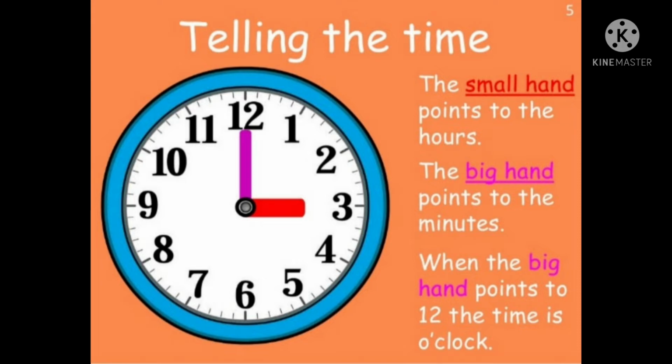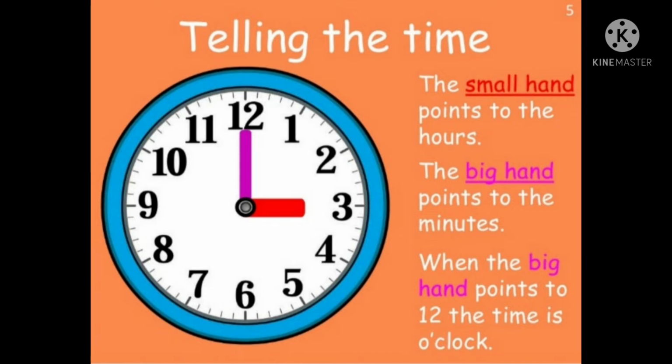The small hand points to the hours. The small hand which you are able to see in the red color in this picture denotes hours. The big hand points to the minutes. The big hand which you are able to see in the pink color denotes minutes.